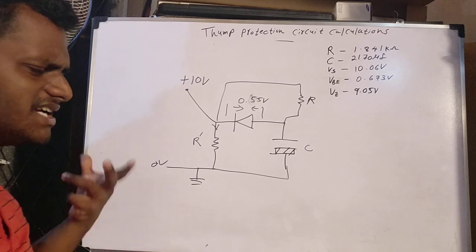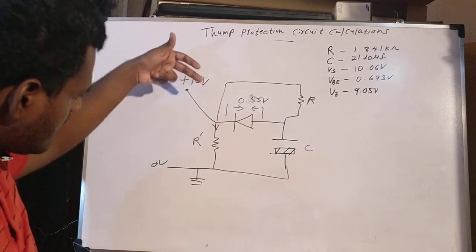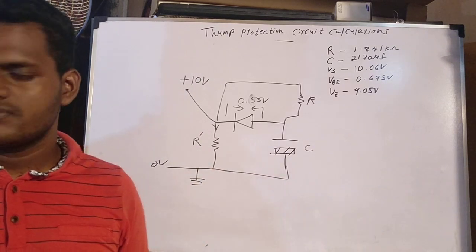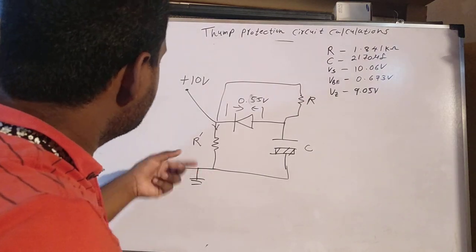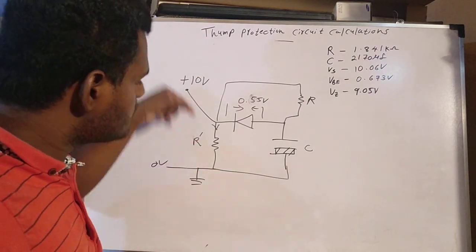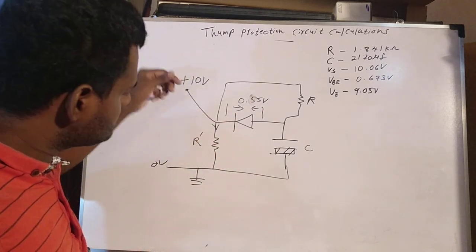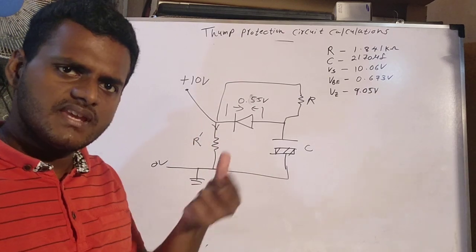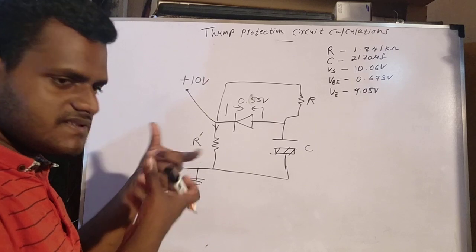Why? Because it is not usable to us. It is dissipated as heat. There's nothing we can do about that. It is flowing in this resistor every time. Every time there is plus 10 volts here, current is flowing. So actually, it is very important in our circuit.